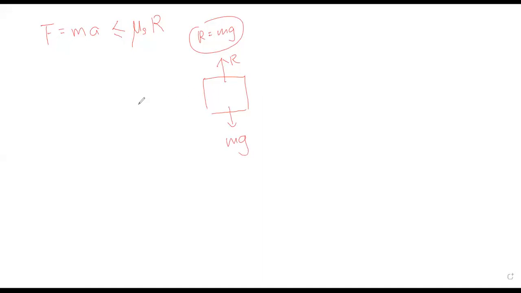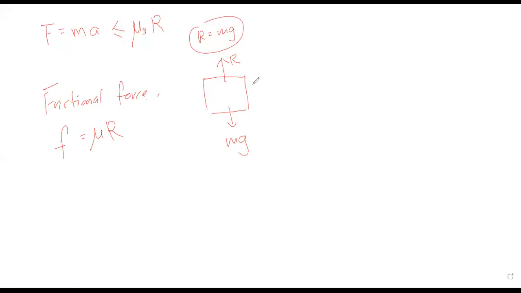From here, we can set the force F equal to ma. If the box just starts moving, then F equals ma, which must be less than or equal to the limiting static frictional force, times R. Ladies and gentlemen, we use R equal to mg, because when an object is stationary, the normal reaction force is equal to mg. The frictional force F is equal to mu times R. This will be the formula.